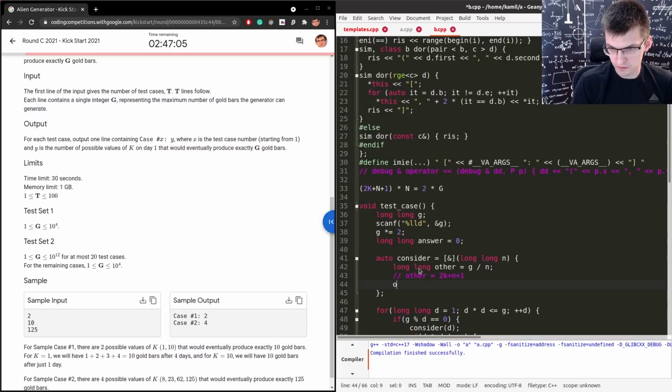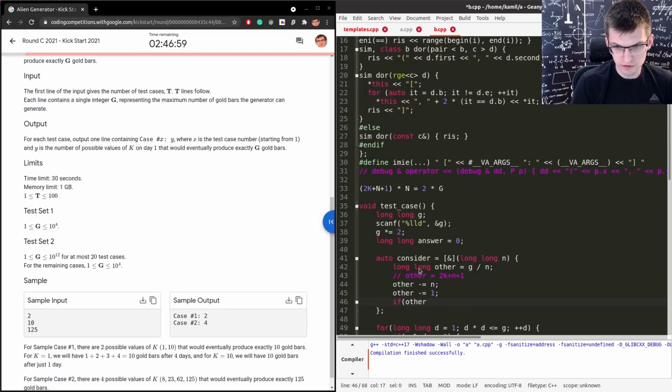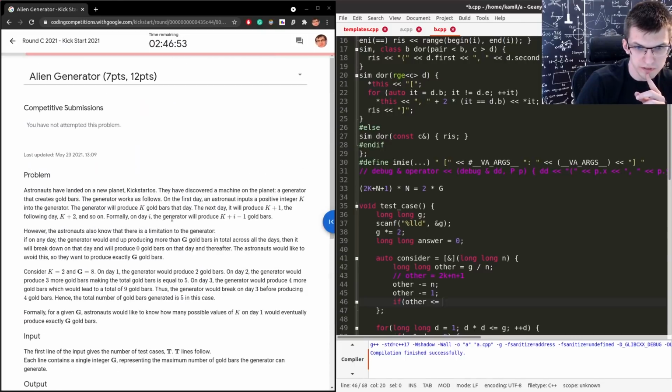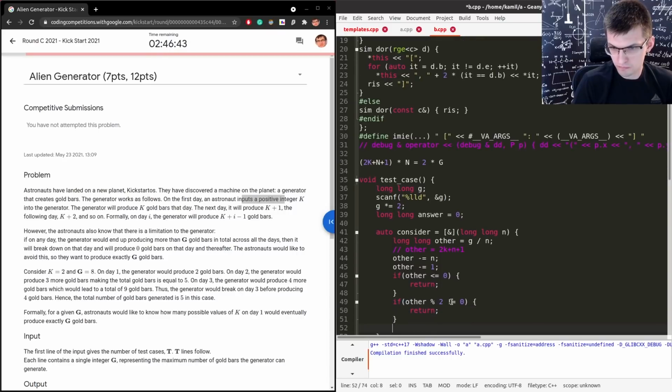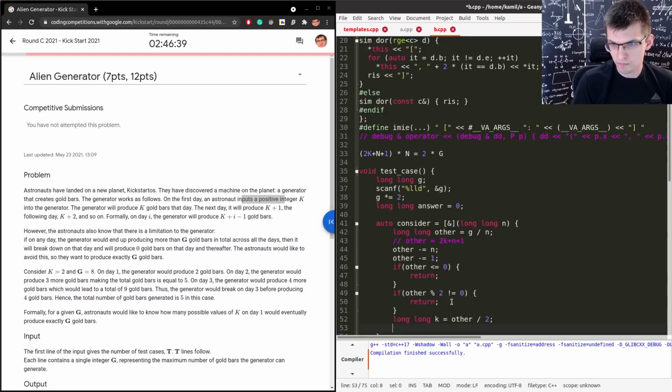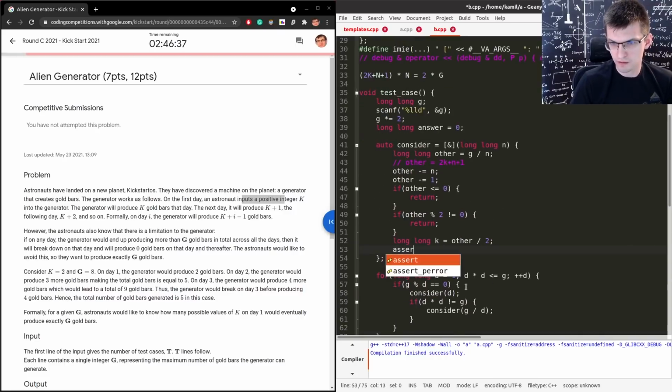Okay, then other minus equal n, other minus equal 1, if other is smaller or equal than 0, then I guess it's bad. We start with positive? Positive, yeah. Then return. Okay.